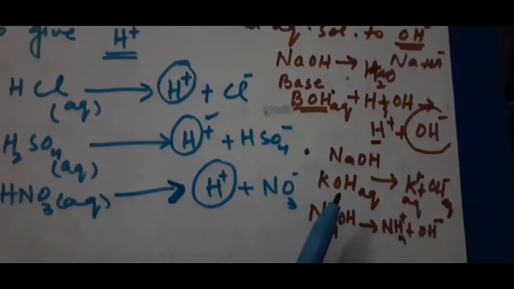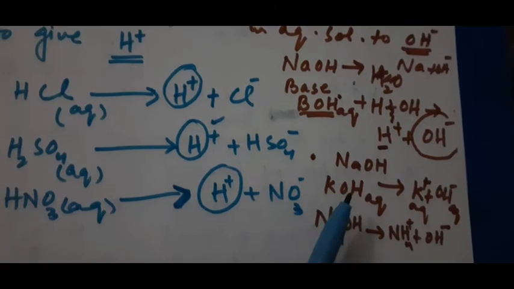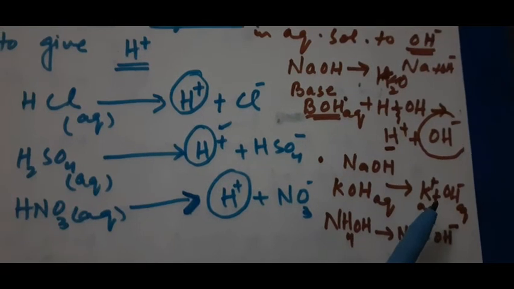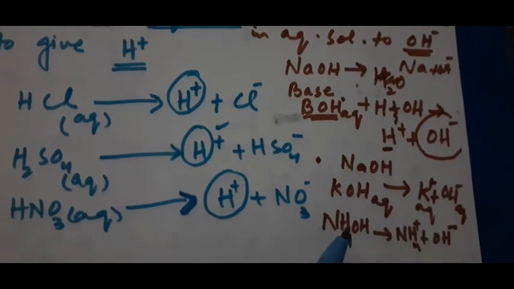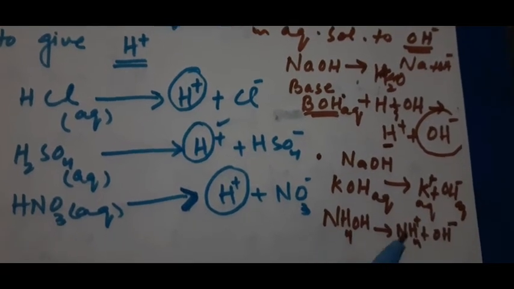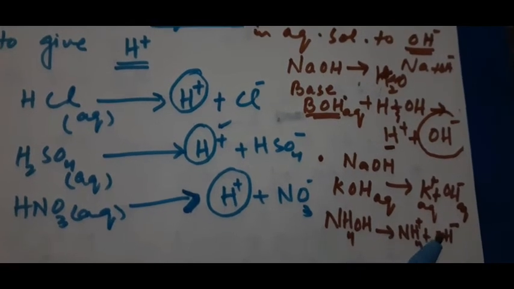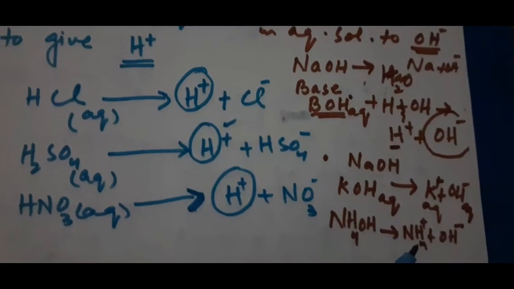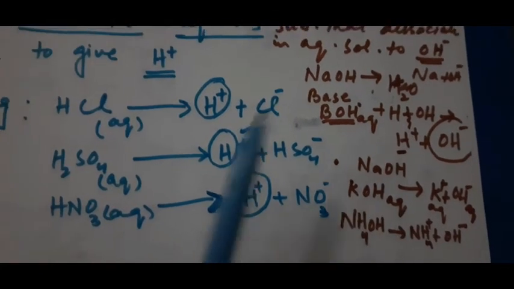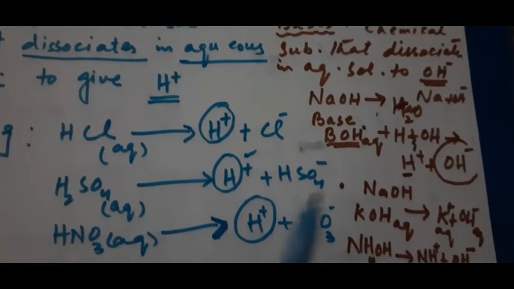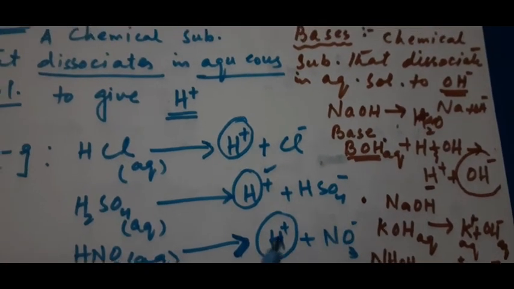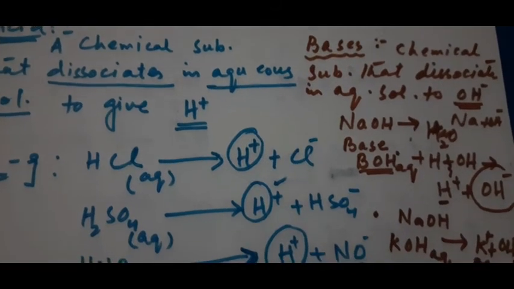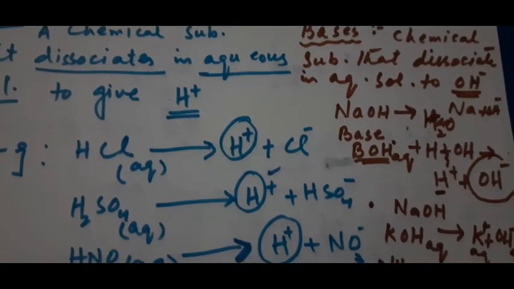Examples of bases are KOH in aqueous solution. Potassium hydroxide will give you potassium ion plus OH minus ion. Ammonium hydroxide, NH4OH, will give you ammonia, ammonium ion and hydroxide ion on dissociation in aqueous solution. So these were the examples of acid and base put forward by Arrhenius.